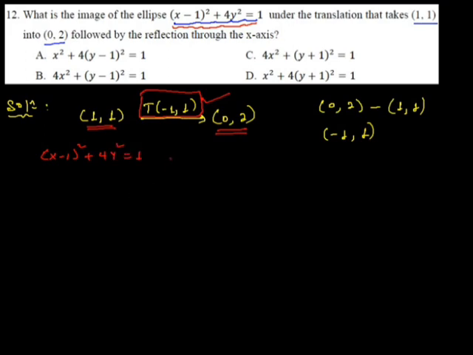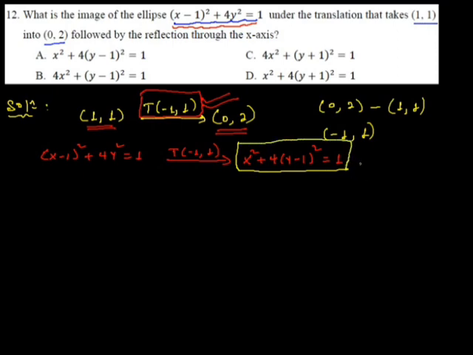Okay, so under the given translation, the image of this ellipse will be x squared plus 4 into (y minus 1) the whole squared equals 1. This is the image of the ellipse under the given translation. Okay, let's take this as 1.